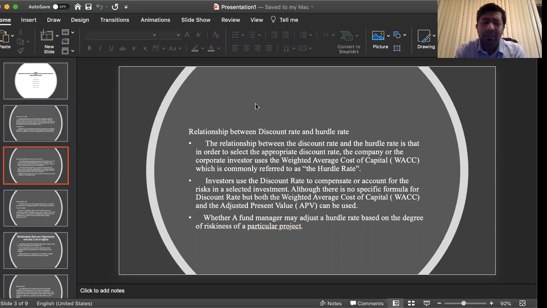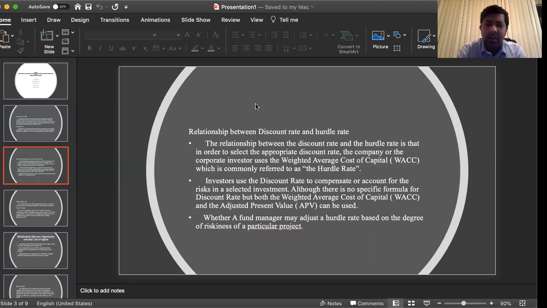So what's the relationship between the discount rate and the hurdle rate? The relationship is that in order to select the appropriate discount rate, the company or the corporate investor uses the weighted average cost of capital, which is called the WACC, which is commonly referred to as the hurdle rate. So those two points are really strongly related.